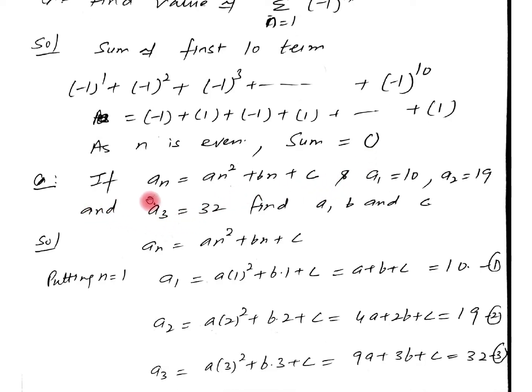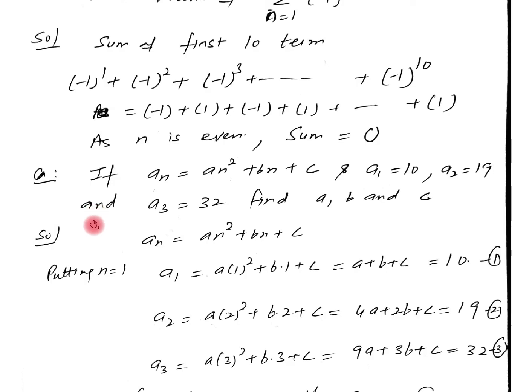Now let us see the question. The nth term is given, a1 is given, a2 is given, a3 is given. We have to find out the value of what? A, B and C. One of the important question of the exercise. Now the nth term is given.